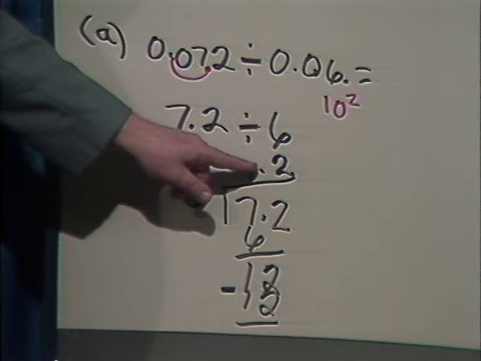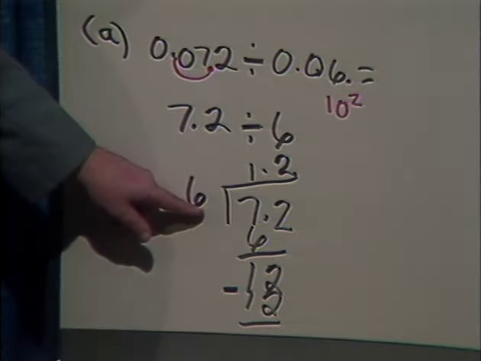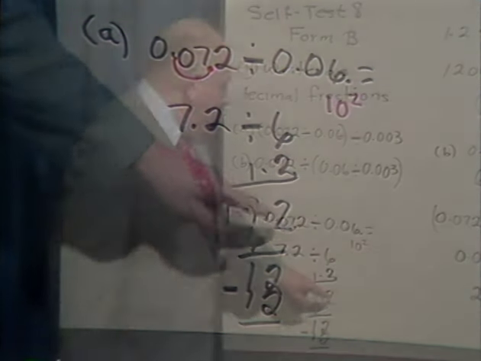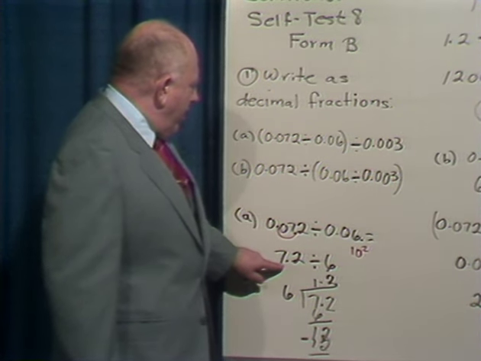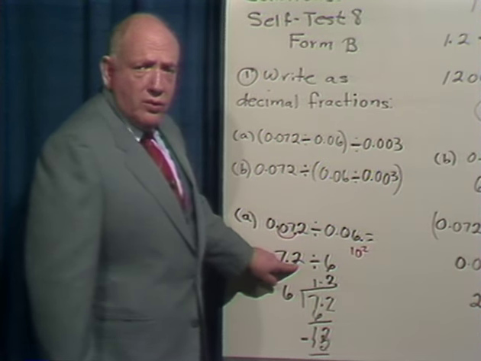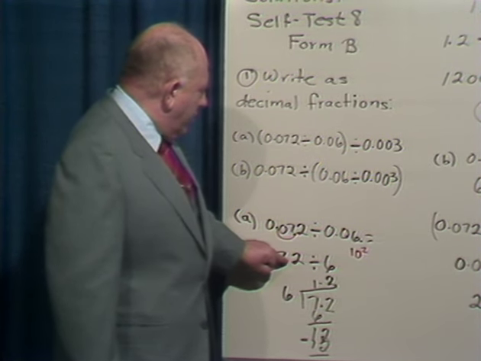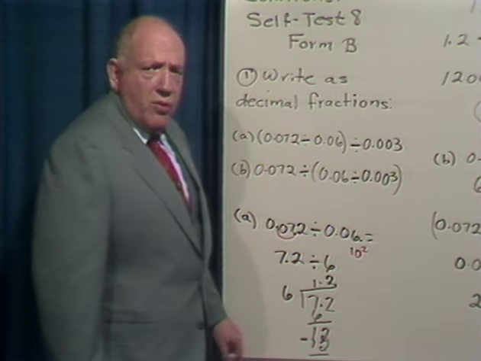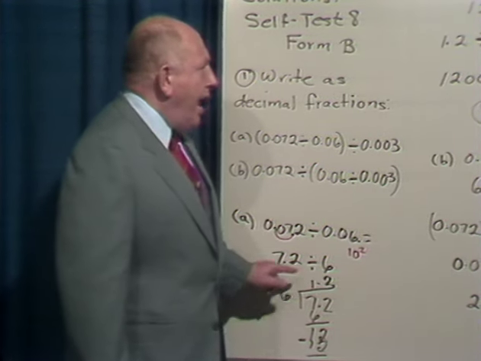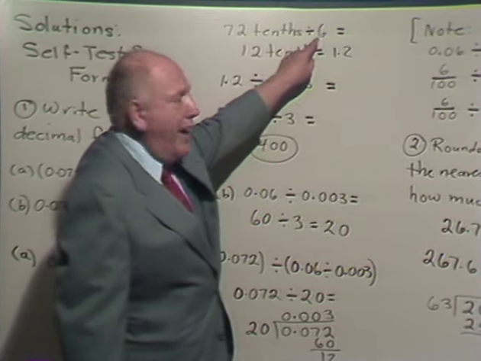Once the decimal point is lined up, I just do this problem the same as if it was 6 goes into 72. And by the way, to show you why that's the case, how do you read 7.2 if you wanted to read it as a whole number? Without the decimal point, this would be 72, but the 2 is in the tenths place. So another way of reading this would be 72 tenths. And if I do that, the problem becomes 72 tenths divided by 6.